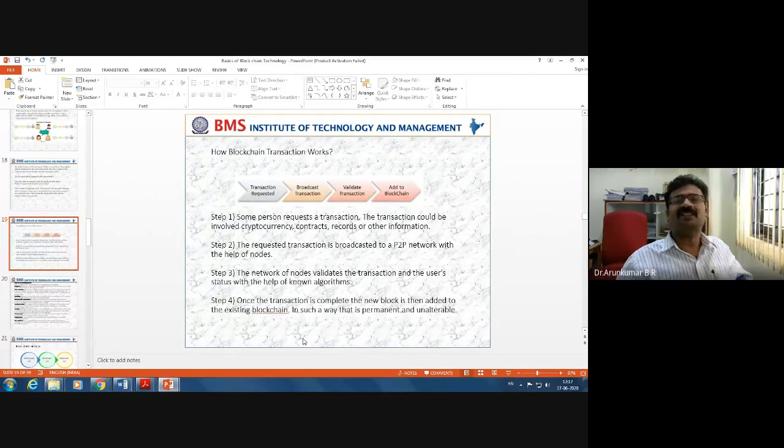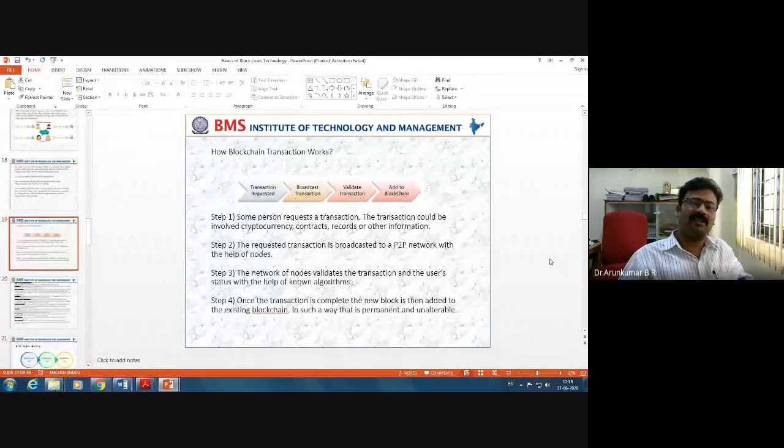How does a blockchain transaction work? Okay, we have to see this. Very first you can see here: transaction requested, broadcast the transaction, validate the transaction, add to blockchain. Now in the distributed peer-to-peer network, we said a new block is created and it will be added. How does that process happen, how does a transaction happen? Some person requests a transaction. The transaction could involve cryptocurrency or contracts or records or other information.